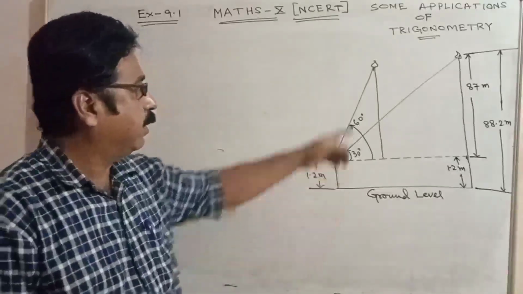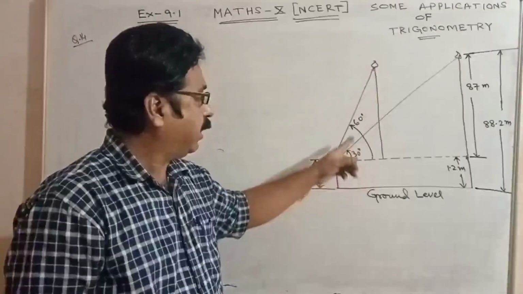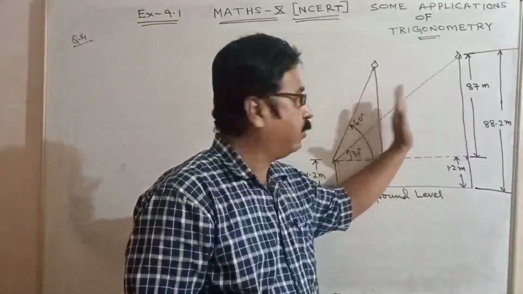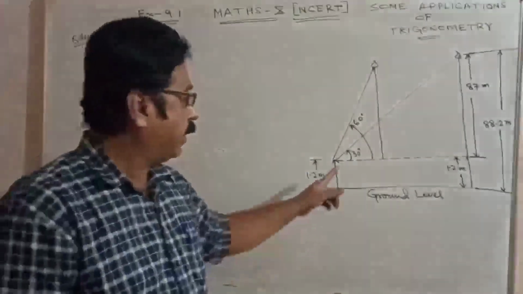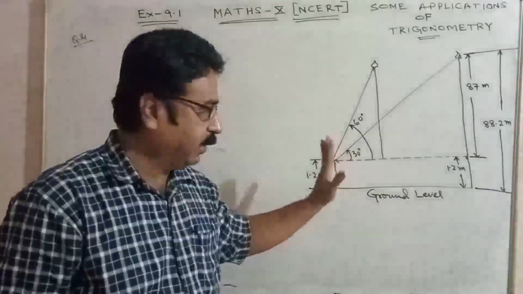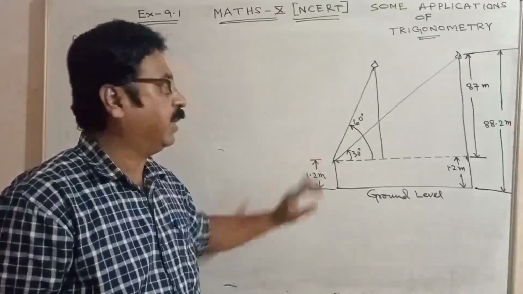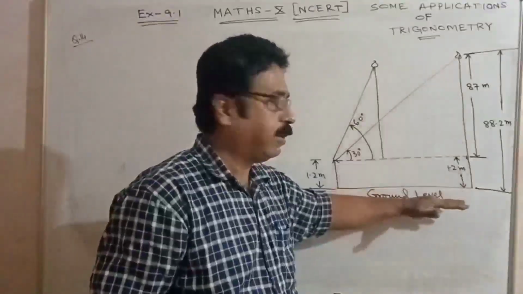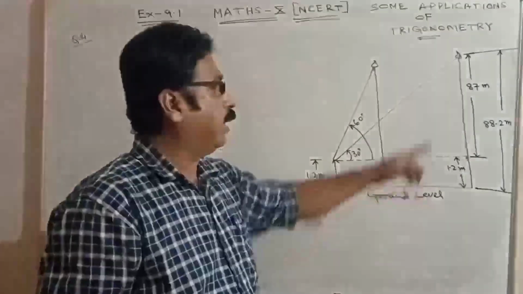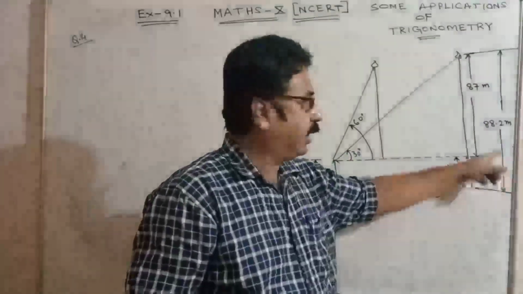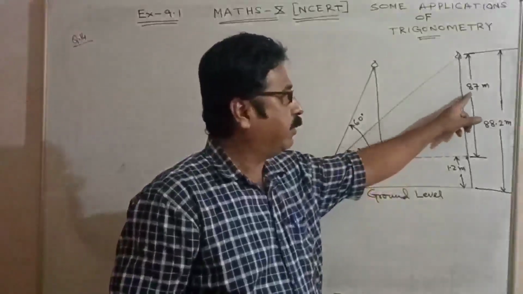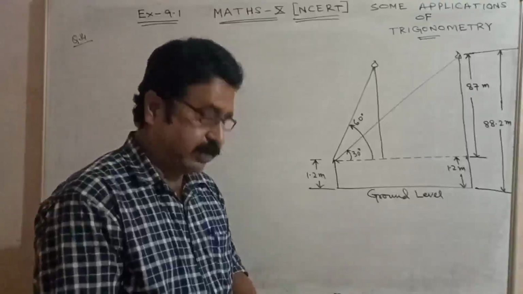First instant, suppose for this balloon, it is 60 degree. Now, balloon moved from this position to this position. Then, the angle of elevation decreases from 60 degree to 30 degree. It is given. Height of the girl is given. Height of the balloon from the ground level, it is given. Since this height and this height same, then total height was given 88.2 meter. From there, if we subtract 1.2 meter, we will get 87 meter. That is shown in the diagram.